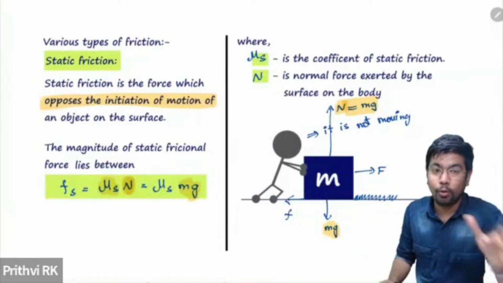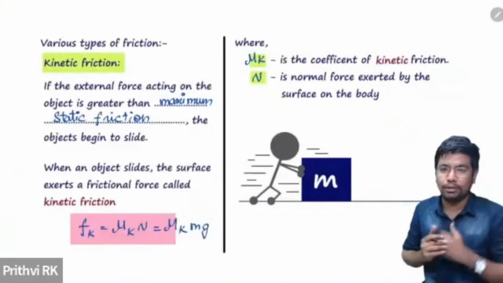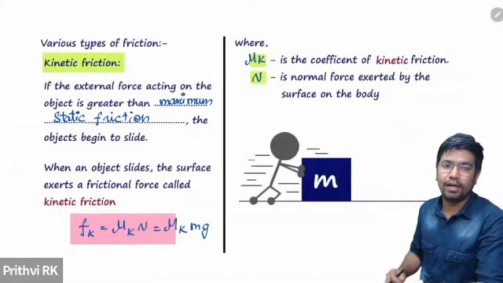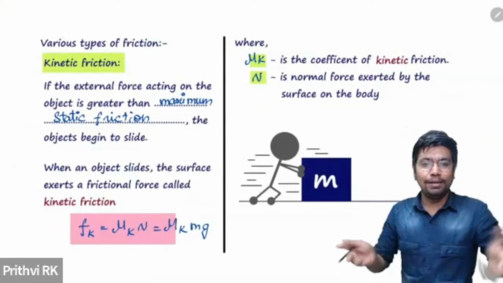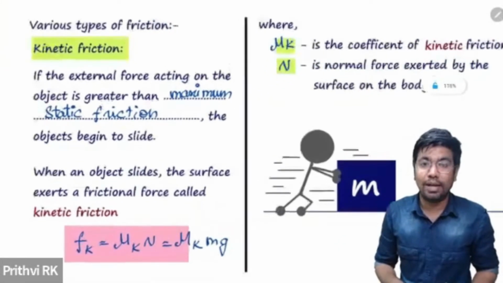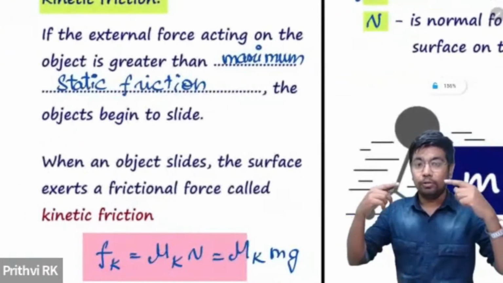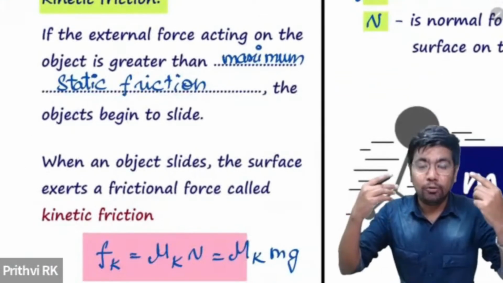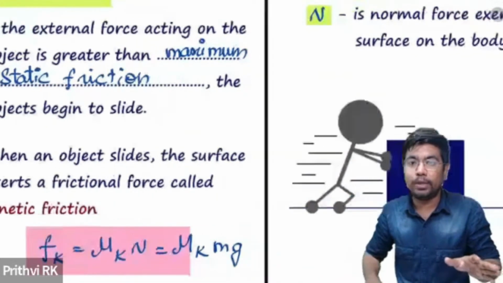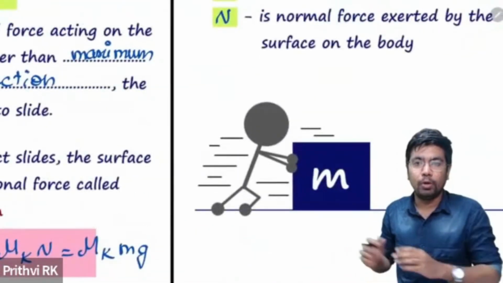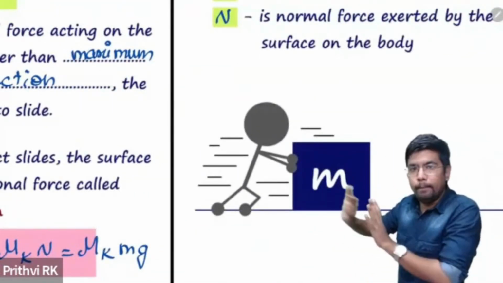So we'll continue that. Now we will go to kinetic friction. The other type of friction we are going to see here is kinetic friction. If the external force acting on an object is greater than the maximum static friction, what will happen? Last time we saw static friction, right? If the external force we are applying is greater than the static friction, the object will start to move.